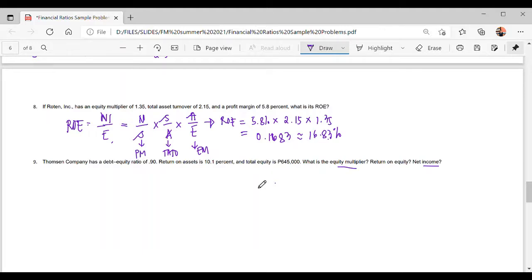So, you have your debt. Let's check the formulas. You have your debt to equity. That's 0.9 is to 1. Then, you have your return on assets, ROA. That's 10.1%. And how do you compute the ROA? That's net income over assets. And this is 10.1%. Can you compute your net income here? The given is total equity of 645. That is equity. But the formula is ROA. Can we compute this? Where are the assets? Given the debt to equity.